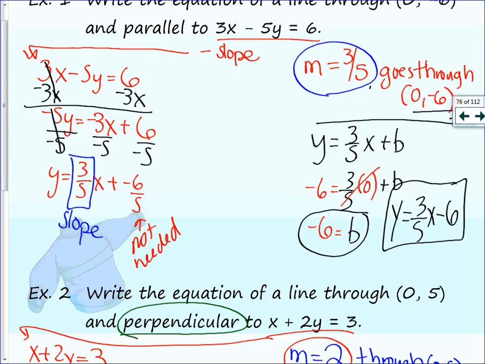So the moral of today's story is if you have two parallel lines, their slopes are equal. If you have perpendicular lines, the slopes are opposite reciprocals. And so it just adds a little more work to the problem.